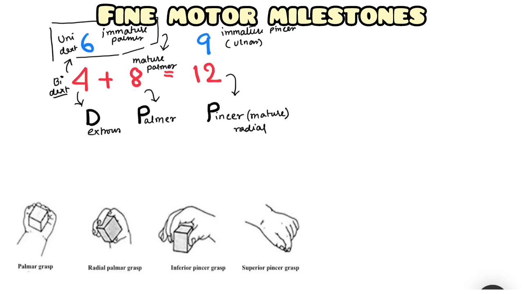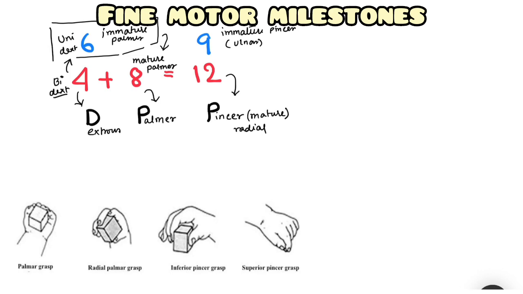So let me revise this part once again for you. We have written 4 plus 8 equals 12. Above 4 I have written 6 and above 12 I have written 9 because the 6 is related to 4 and the 9 is related to 12 over here. And we have written another line which is DPP. D stands for dexterous, P stands for palmar and the last P stands for pincer grasp.